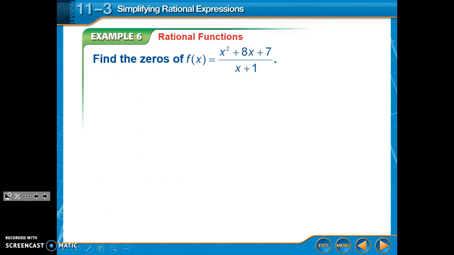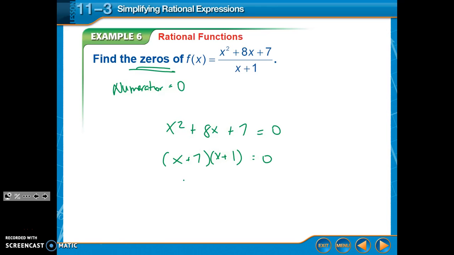Okay. So same thing, I want to simplify as much as I can. Or sorry, it says find the zeros. So zeros occur when the numerator is equal to 0. So for this one, I'm just looking at x squared plus 8x plus 7 and setting it equal to 0 and solving. To do this, I want to factor. That means I want to multiply to 7 and add to 8. So it's going to be x plus 7 and x plus 1.